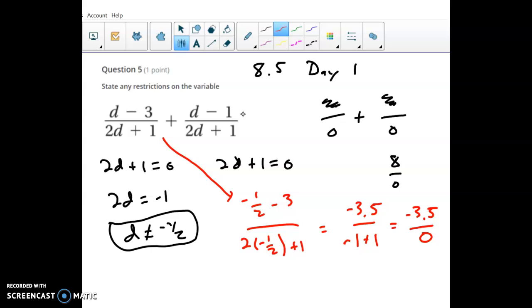And it doesn't matter. You can have zeros in the numerator. That's okay. Litchi can do 0 divided by 8. That's possible. That's just 0. But you cannot have 0 in the denominator. So in that case, D cannot be negative 1/2, and that's called a restriction. All right, hopefully that helps.